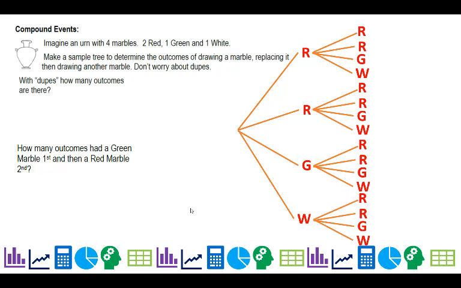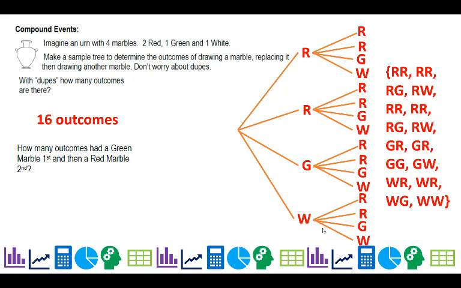Including the dupes, because some of these look very similar, how many outcomes do I have here? There are 16 of them. That makes sense because there are 4 choices for the first draw and definitely 4 for the second, so 4 times 4 is 16. Now, how many of these outcomes had a green marble first and a red marble second? You can see over here there are 2, and that comes from getting the green first and one of these reds. So either one of these 2 works. So there are 2 outcomes.